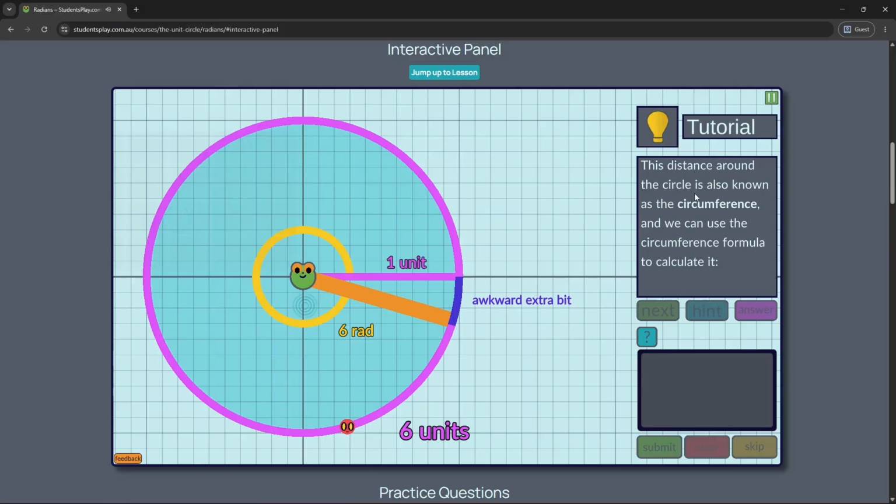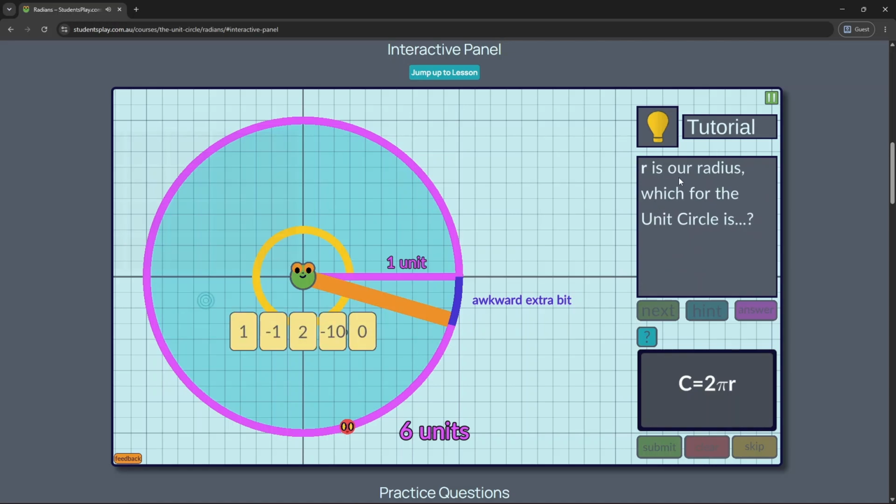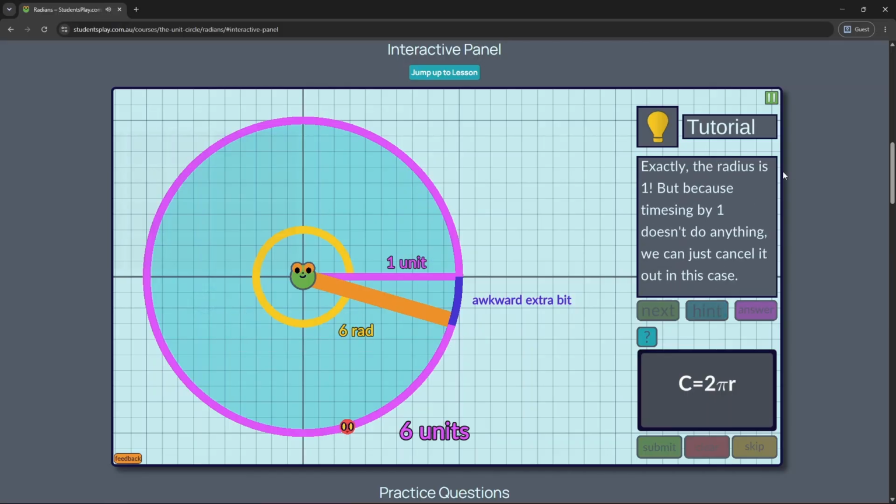This distance around the circle is also known as the circumference, and you would have done that before. It's like the perimeter around the circle. And we can use the circumference formula to calculate it, and that one is C, circumference, equals 2 times pi, special number pi, times r, which is the length of the radius. R is our radius, which for the unit circle is 1 unit. So, nice, exactly, the radius is 1. But because timesing by 1 doesn't do anything, we can just cancel it out in this case.